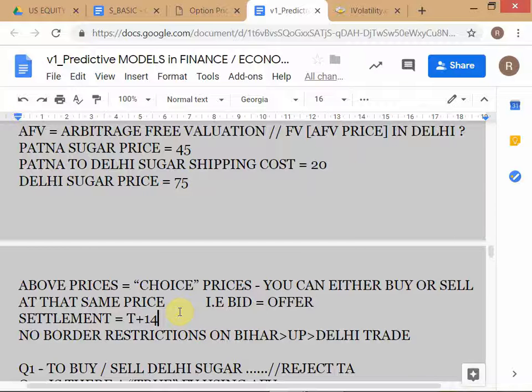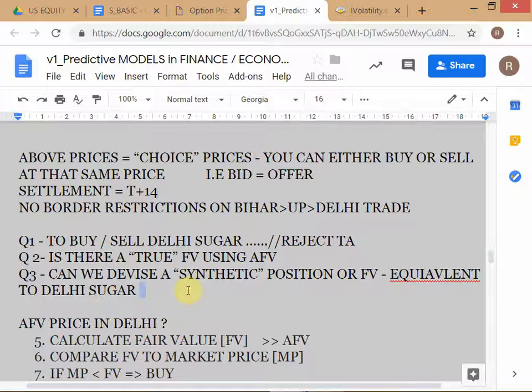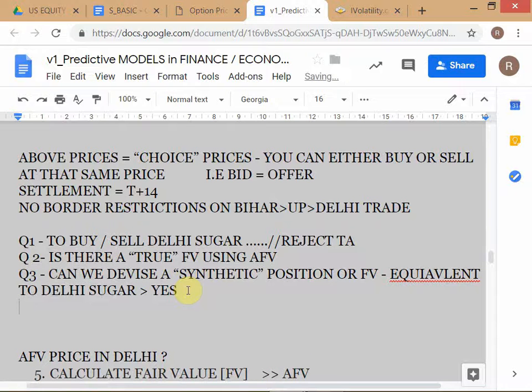So now you have two concepts. You have a natural position in Delhi sugar, and you have a synthetic equivalent position. The term is synthetic equivalent, and you have to understand it: by buying in Patna and shipping it across, it's a synthetic equivalent. Here we are just writing down the basic theoretical steps which you can apply to any problem, even though this one has only 3 moving parts.